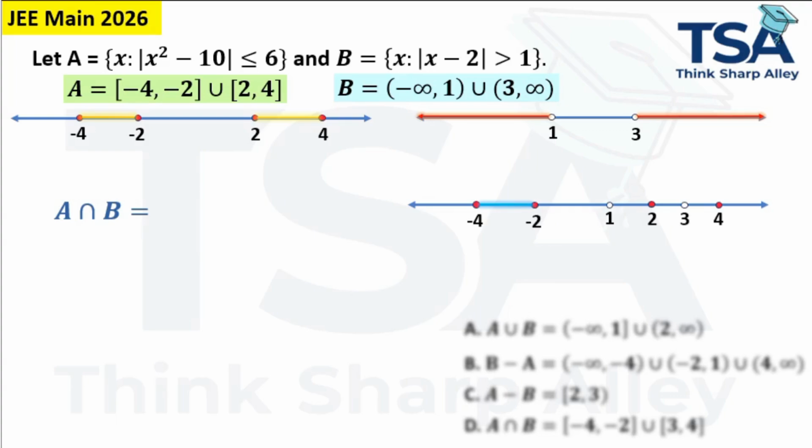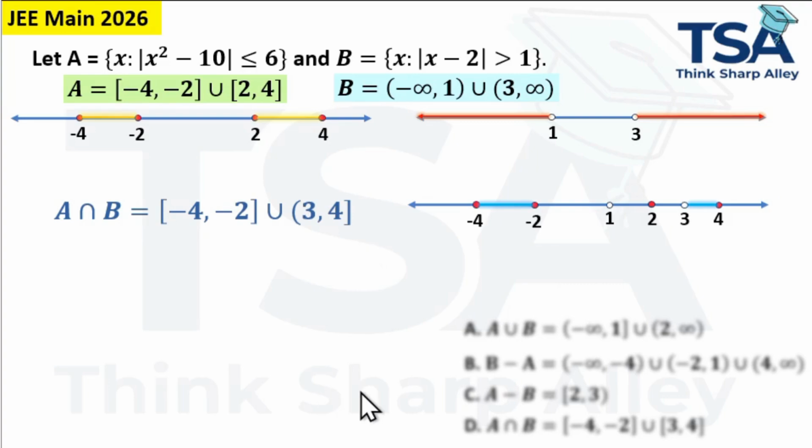Now let's see the positive side. Set A has a block from 2 to 4. However, set B starts only after 3. So where do they meet? They start overlapping at 3 and stop at 4. So (3, 4), where 3 is not included, will be in the intersection. So combining these two pieces, we get this.